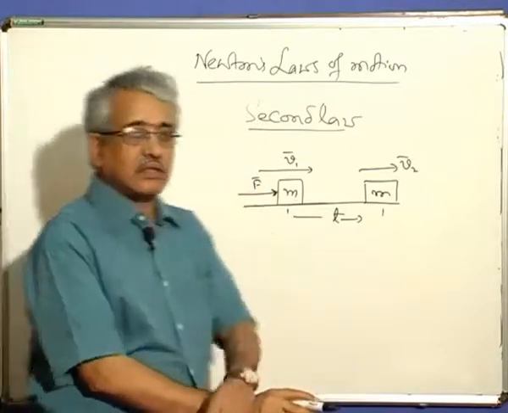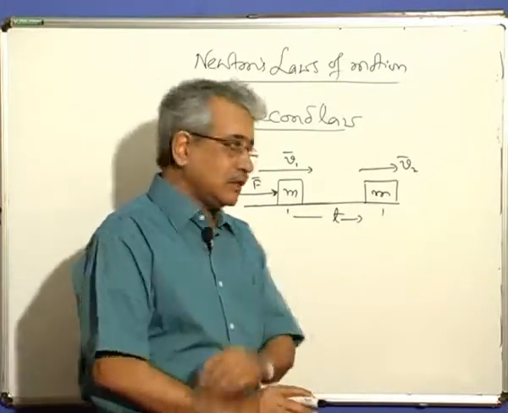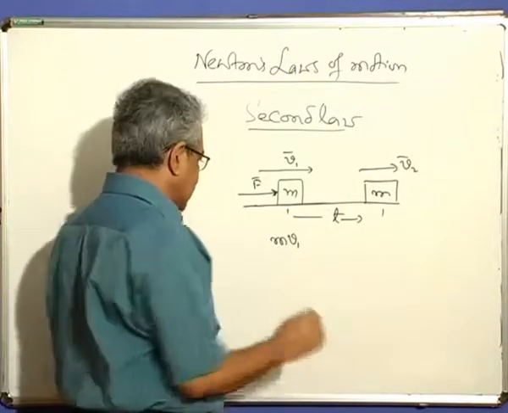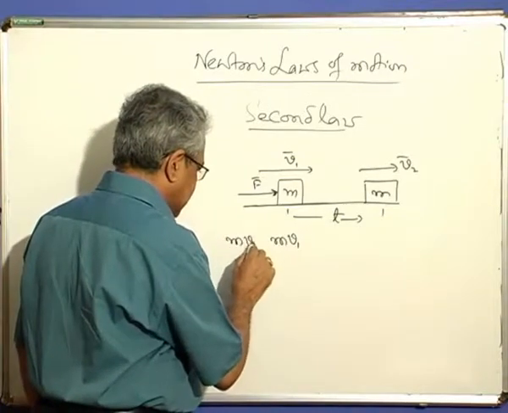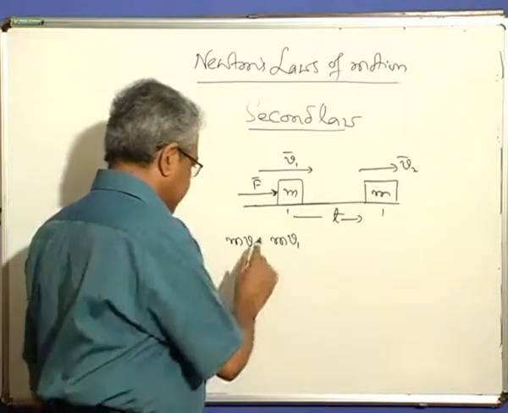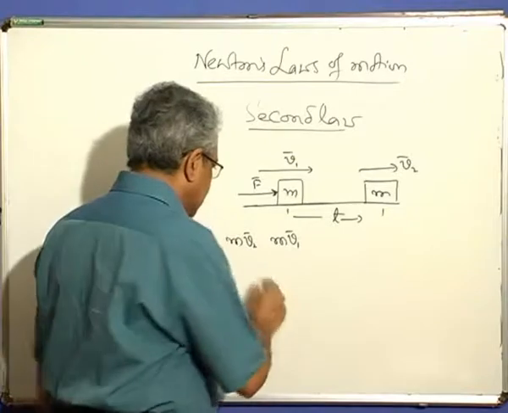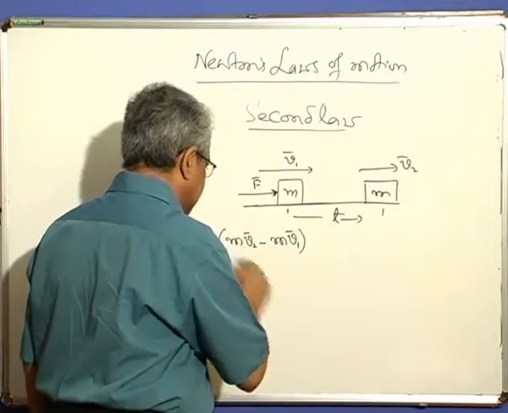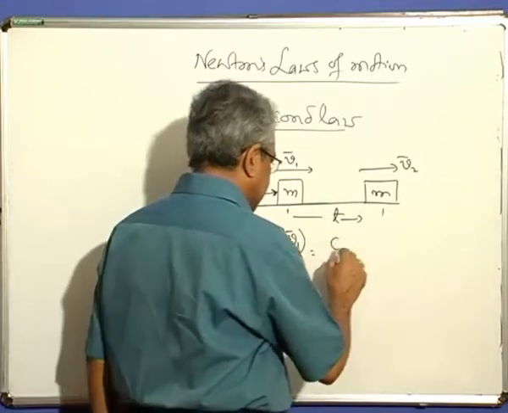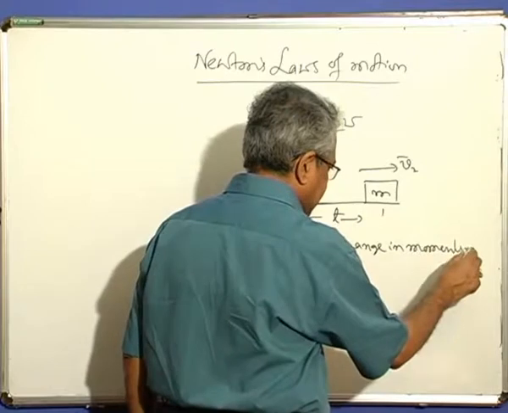Then, what is Newton's law telling us here? It tells us that the rate of change of momentum is proportional to the force magnitude. That means, if you take the momentum of the body, initially it is m v1, then it becomes m v2, the velocity having changed in the same direction. So, change means the difference between these two in the given time t. This is what is called the change in momentum by time taken.